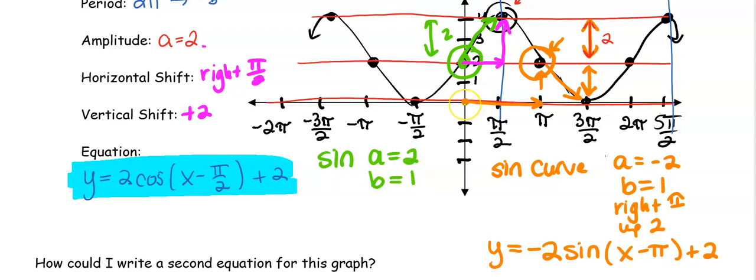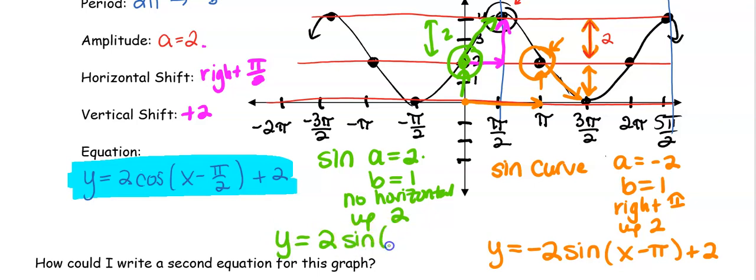Now again, sine normally starts at 0, 0. I multiply that by 2. Oh, I'm still there. So to get to my starting point, there is no horizontal shift, but I have to go up 2. So this one would be y equals 2 times the sine of x plus 2.